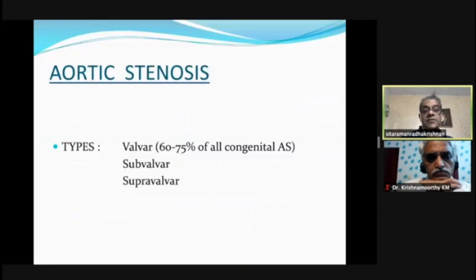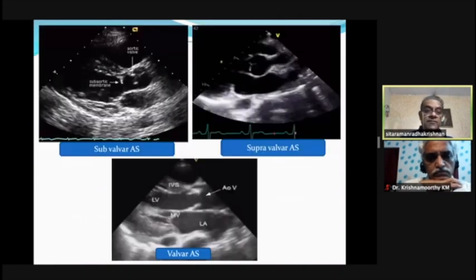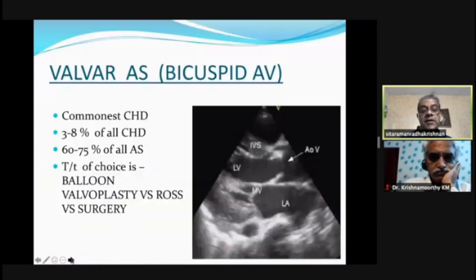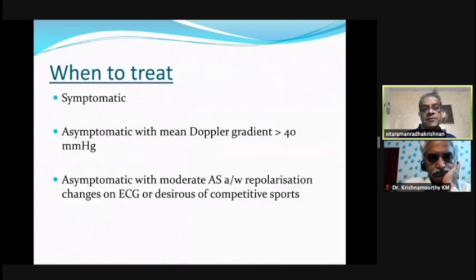For aortic stenosis, again, there are 3 varieties: valvar, subvalvar, supravalvar. You have all the 3 types defined by echocardiography: the subvalvar type, the supravalvar type, and below is the aortic valve, which is one of the commonest varieties of aortic stenosis. The treatment, as usual, for valvar only is balloon dilatation. For subvalvar and supravalvar, it is always surgery, very similar to that of pulmonary stenosis.